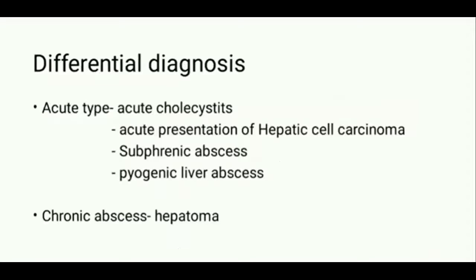Differential diagnosis: in the acute type, acute cholecystitis, acute presentation of hepatocellular carcinoma, subphrenic abscess, and pyogenic liver abscess are the differential diagnoses. In the chronic abscess, hepatoma.